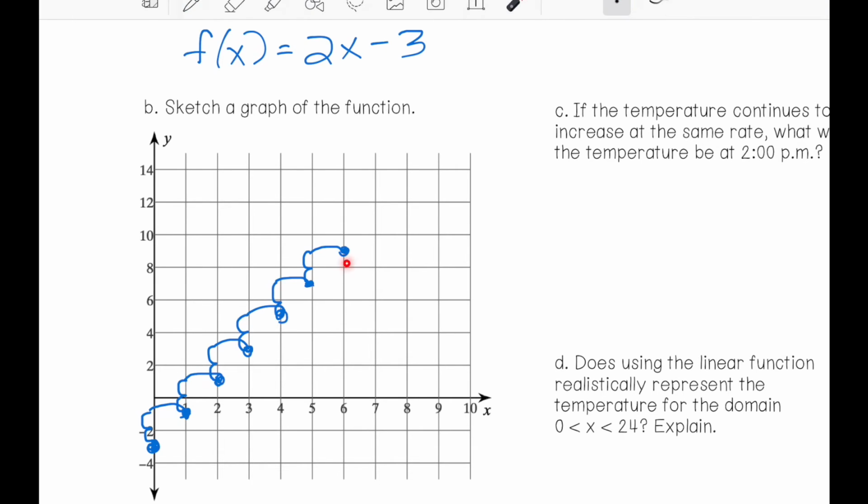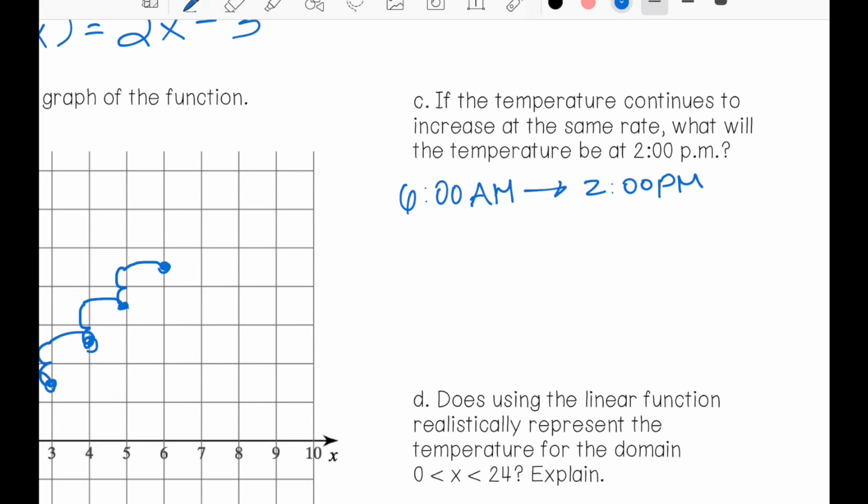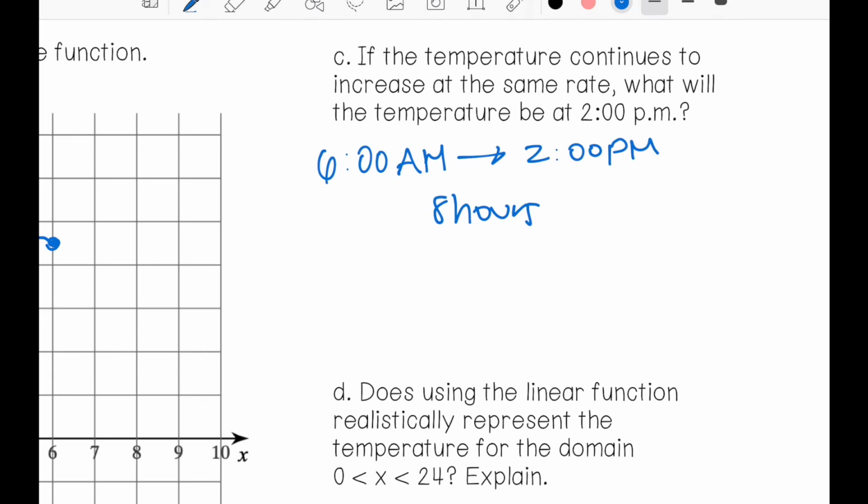That represents 6 hours. If the temperature continues to increase at the same rate, what would the temperature be at 2 p.m.? So from 6 a.m. to 2 p.m., if we go from 6 to 12, that's 6 hours, and then plus 2 more hours, that's going to be 8 hours. So this question is basically asking when x is 8, what is y? Or when our input is 8, what is our output? We also could think about it in terms of function notation, which is what we have been learning. What is f of 8?